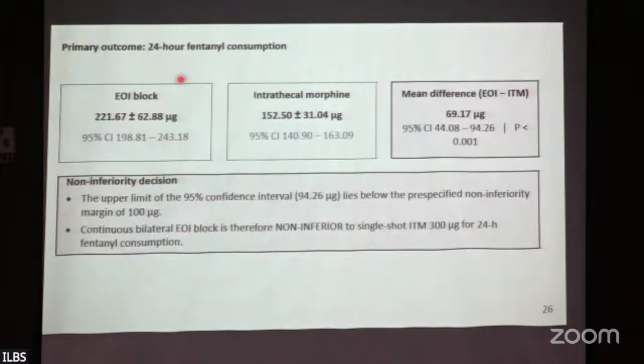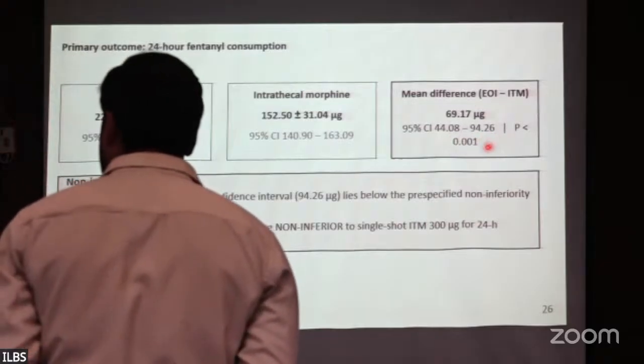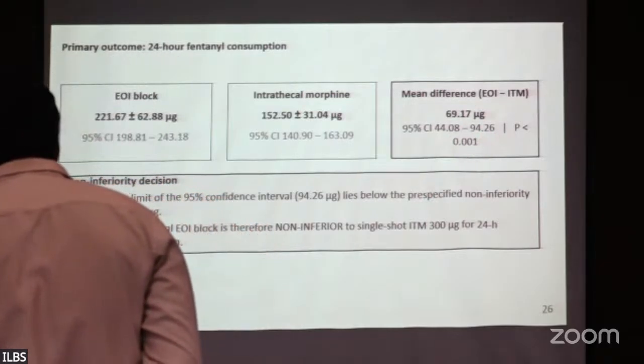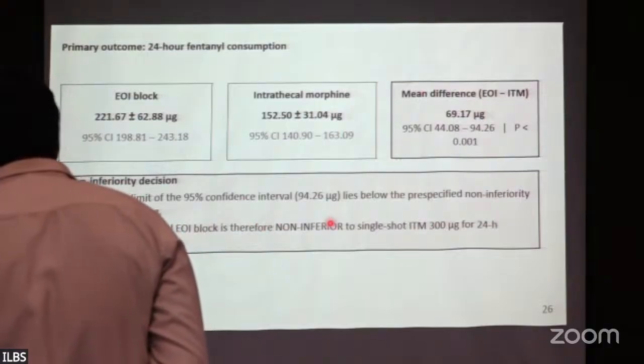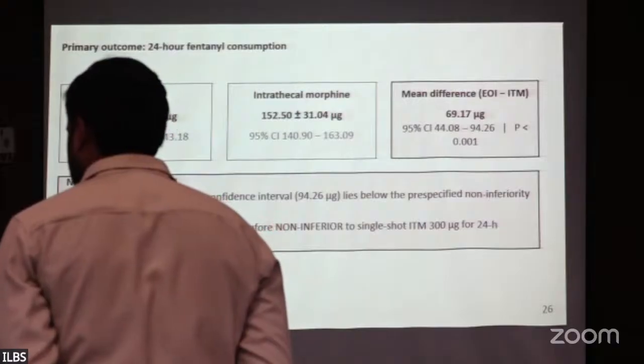Coming to the primary outcome, which is the 24-hour fentanyl consumption: in the EOI group, the 24-hour fentanyl consumption was 225 micrograms plus or minus 62 micrograms, and in the intrathecal morphine group, it was 152 micrograms plus or minus 31 micrograms. The mean difference between both groups was 69.17 micrograms. The 95% confidence interval was between 44 and 94 micrograms, and the p-value was statistically significant. The upper limit of the 95% confidence interval, that is 94.26, lay well below the pre-specified non-inferiority margin of 100 micrograms.